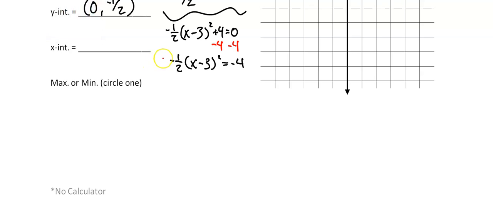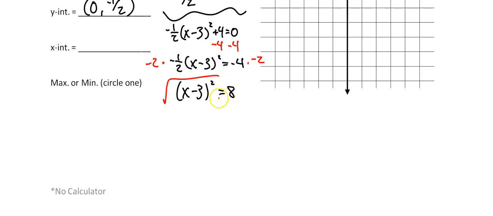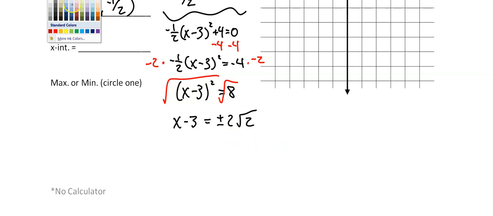Now to get rid of that fraction, I'm going to multiply each side by negative 2. And now from here, I'm going to take the square root of each side. And I'm actually going to simplify this thing. There's really no need in this particular example. I'm going to simplify that square root, even though I don't have to, because I'm going to be plugging this thing into my calculator anyway. But anyway, if I simplify that, that's going to be a 2 root 2. And now I'm going to add that 3 to each side.